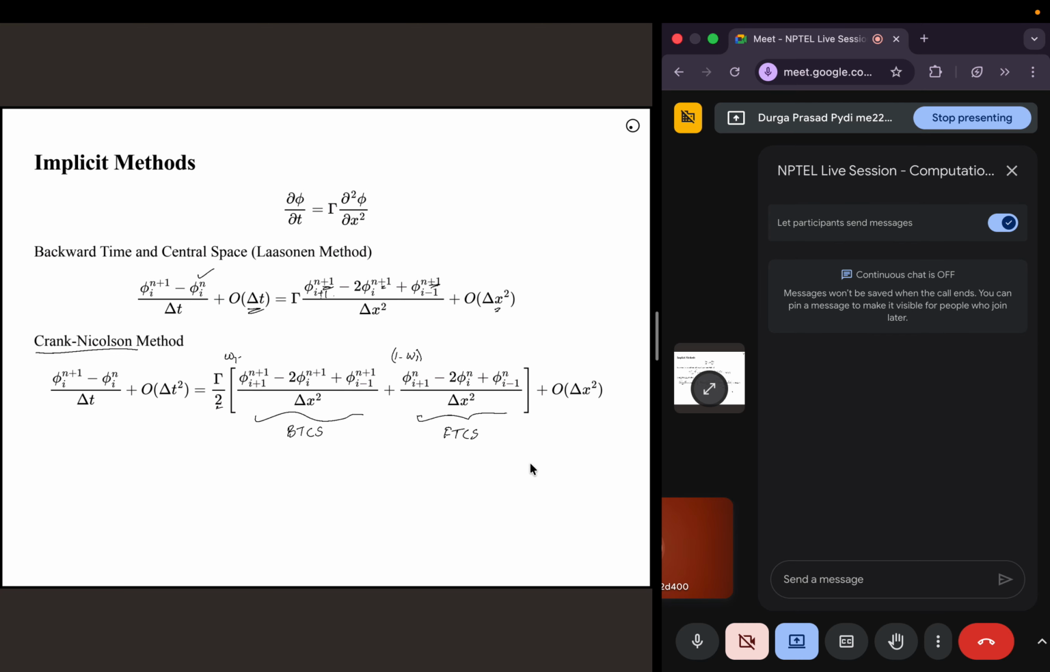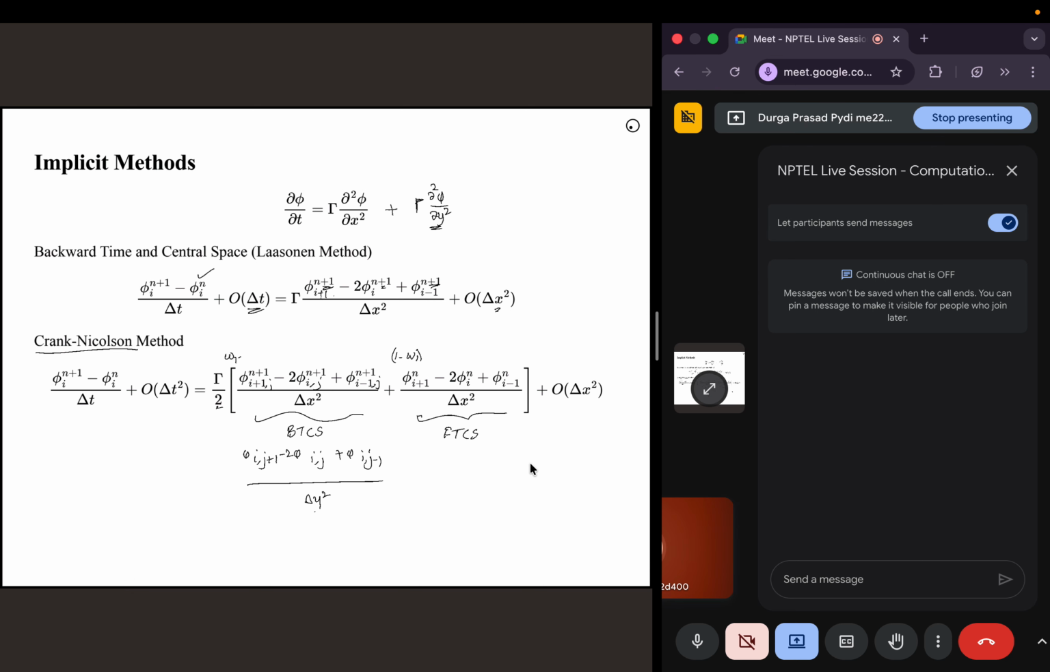Now when I have a 2D equation, it will be written with one more term, gamma times del square phi del y square. So in 2D, in addition to this, I'll have two more terms where in the subscript I'll have i plus 1 j, i j, i minus 1 j, and also i j plus 1, i j and i j minus 1. And instead of delta x square, I'll have a delta y square term. So this will be the additional term that I will get in 2D.